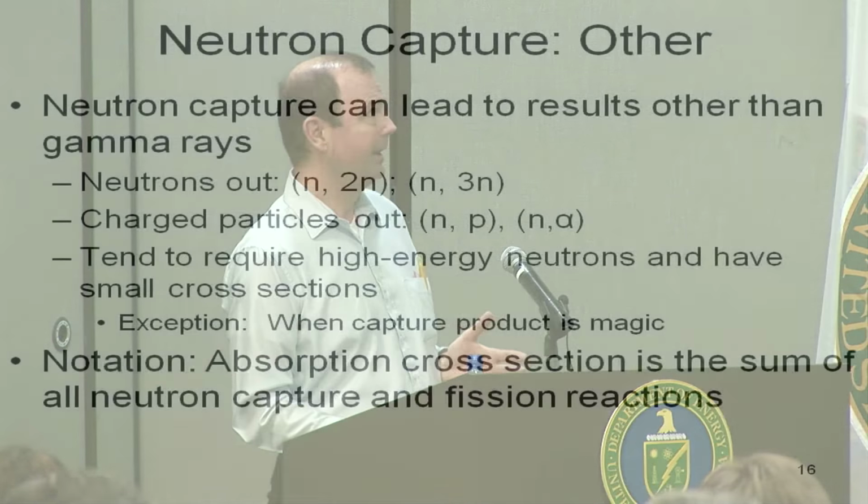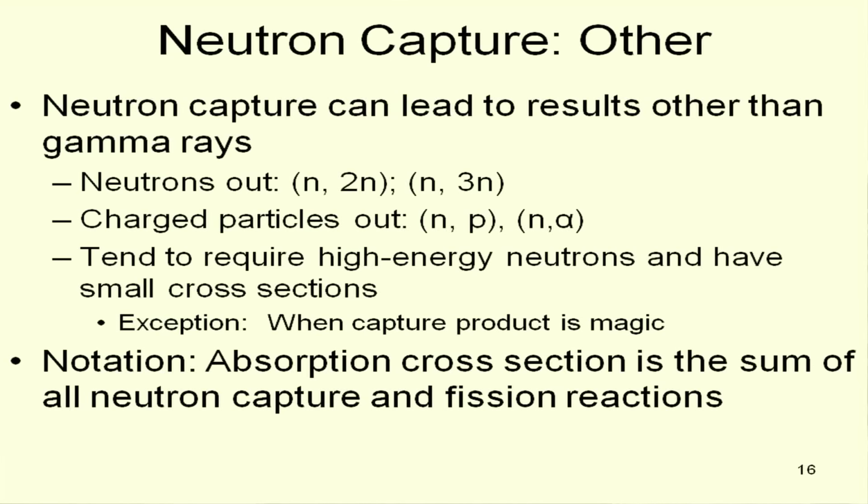We can also have other kinds of neutron captures other than just kicking out a gamma ray. You can put a neutron in, and you can get two or three or, in theory, even four neutrons come back out. You can get charged particles out. You can put a neutron in and get a proton out, or neutron alpha. These are normally lower probability than N gamma reactions, but they're not inconsequential by a long shot. Most of these reactions tend to require higher energy neutrons and have relatively small cross sections.